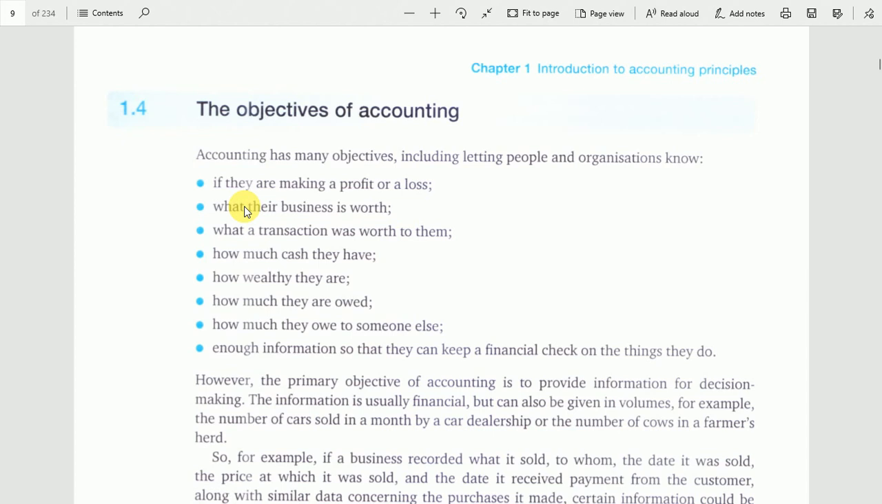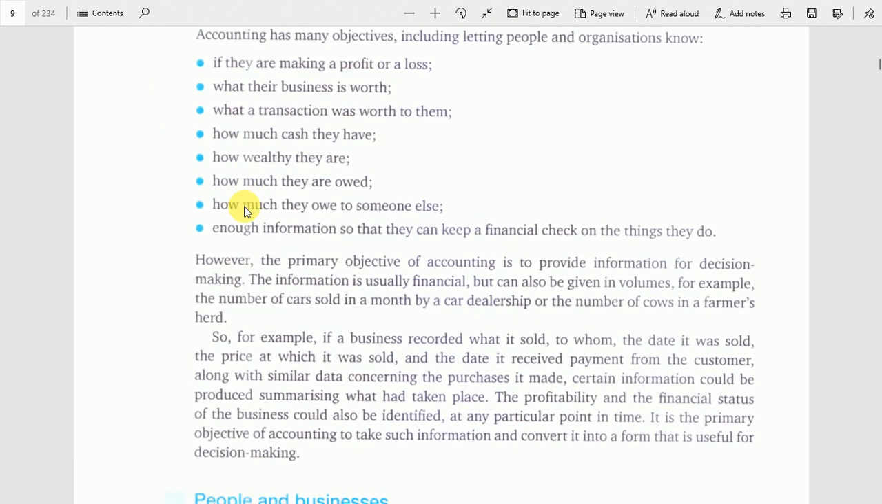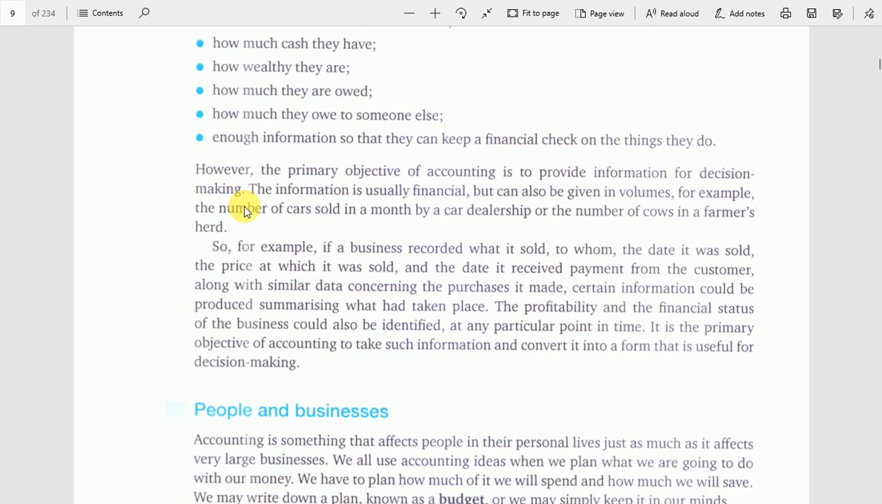Accounting has many objectives, including letting people and organizations know if they are making profits or incurring losses, what their business is worth, what transactions are worth to them, which transactions are materially significant, how much cash they have, how much cash they need, how wealthy they are, how much they are owed, and how much they owe to someone else. They require this information so that they can keep a financial check on the things they do. However, the primary objective of accounting is to provide useful information for decision making, and this information is used internally as well as externally.